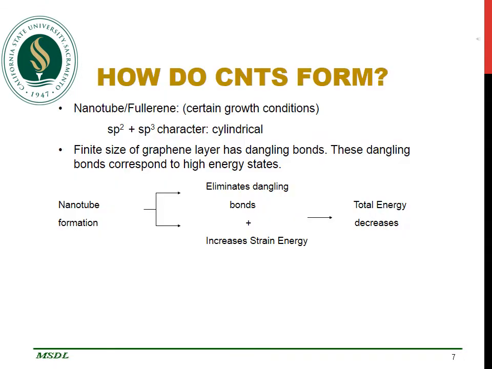Now let's talk about how CNTs form. Nanotubes or fullerenes grow under certain growth conditions from carbon. They are cylindrical in shape. The finite size of the graphene layer has dangling bonds. These dangling bonds correspond to high energy states. The nanotubes form by eliminating these dangling bonds and increasing the strain energy so as to decrease the total energy.